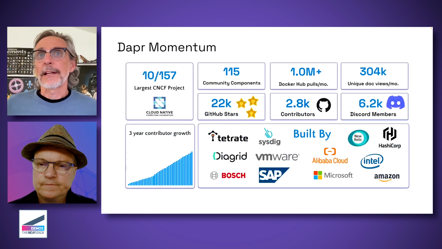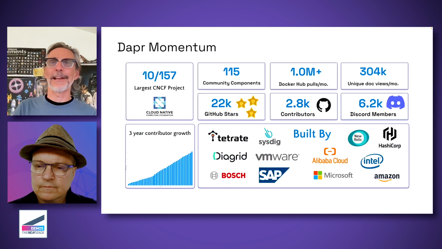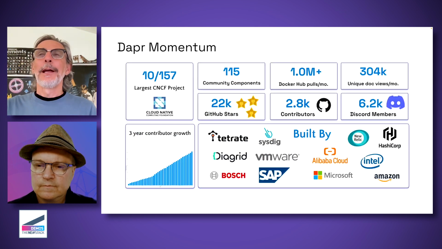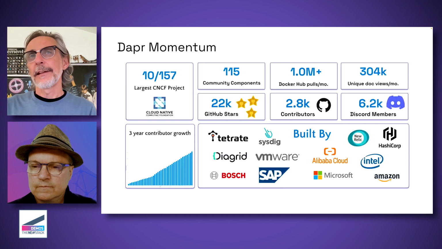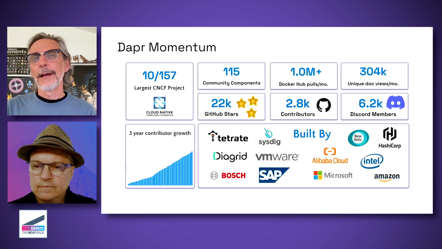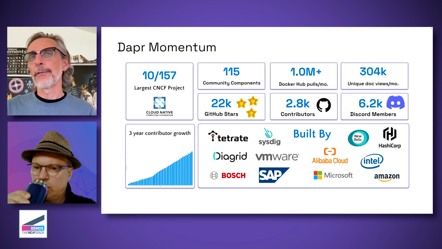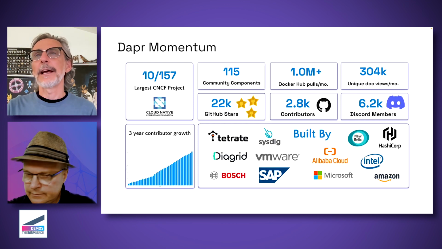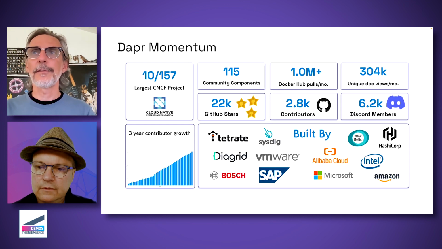The Dapr project is pretty awesome in terms of the community. It's got a massively vibrant community. It's the 10th largest project inside CNCF. Dapr was donated into the Cloud Native Computing Foundation in 2021. And in terms of the project size, the contributors, the authors we see there, of the 160 plus projects that are inside CNCF, or 157, it's the 10th largest.